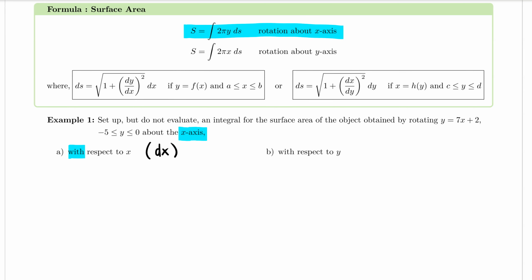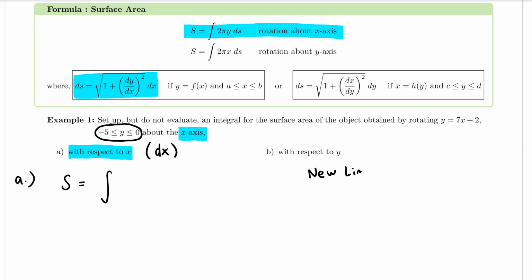And because we're integrating with respect to x, we're going to define ds using the boxed formula on the left. So for part A, our surface area is equal to the integral, and right now for our limits of integration, we need to solve for new limits because our current limits are given with respect to y. So let's go ahead and solve for new limits.